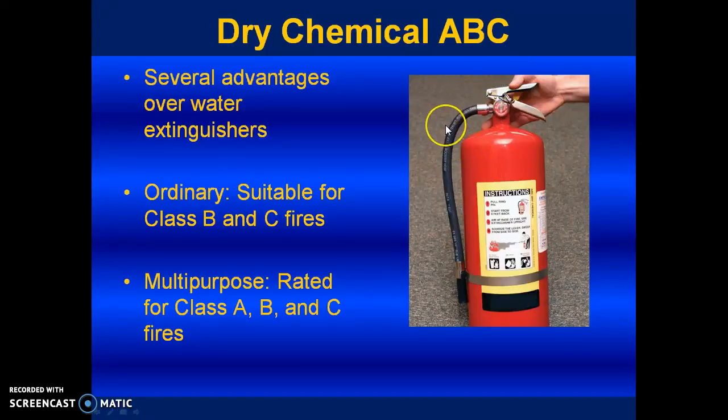Dry chemical, your ABC. You guys will have all these located in your dormitory. These can be used on your ordinaries, your flammables, and your electrical. As you can see located on the front, you'll have a pictogram or pictograph of the uses that this is allowed to be used on.